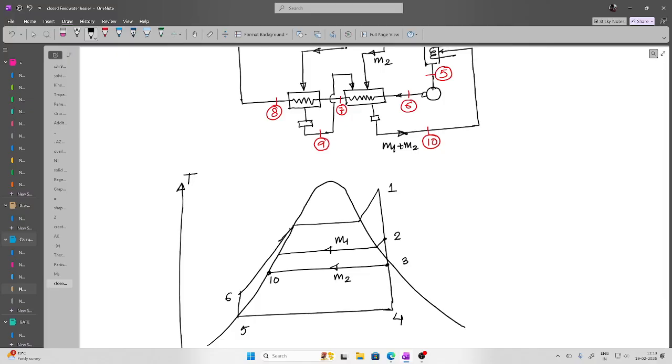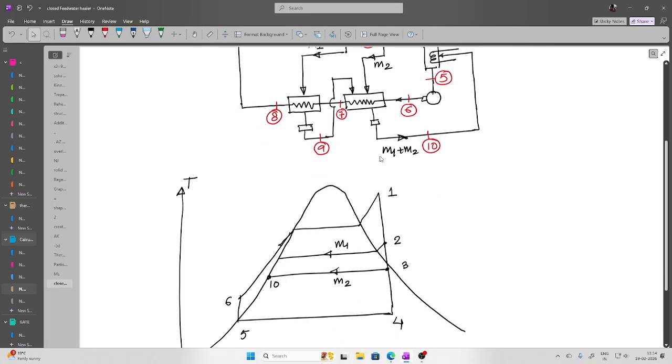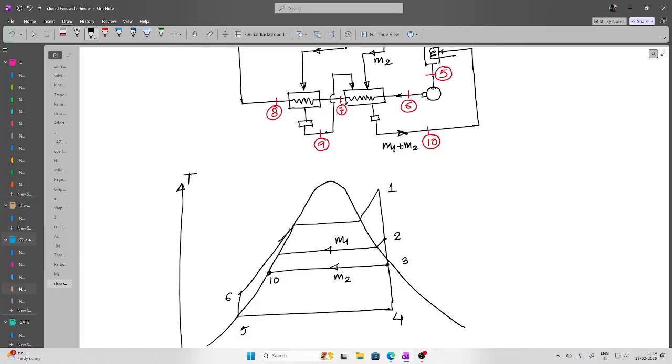This is indirect contact, so there will always be a terminal temperature difference. That means the exit feed water temperature should always be lower than the entry point or the extracted steam temperature. Let us say the exit is 7 here. So 7 should be slightly below point number 10. Why? Because this is indirect contact, so there will be resistances in the material itself, and the energy transfer is not 100%. So 100% energy transfer from steam to water will not be there.